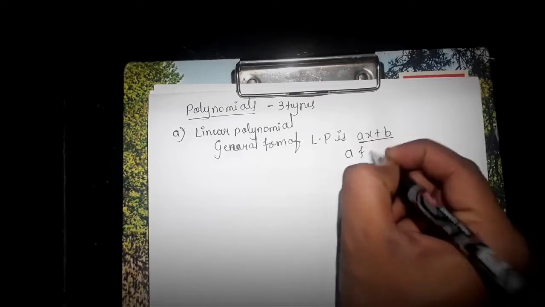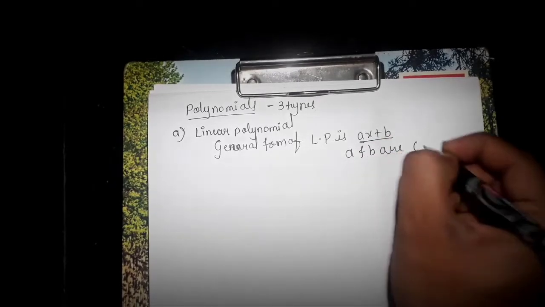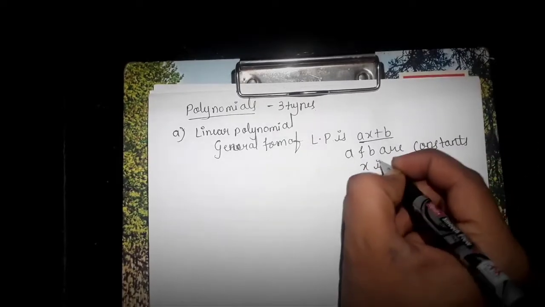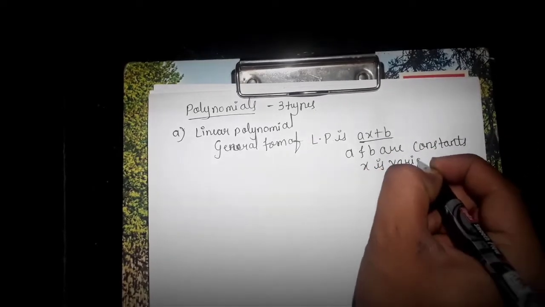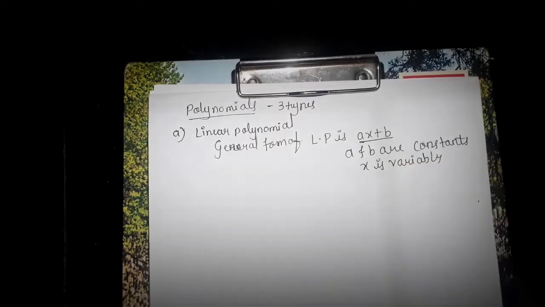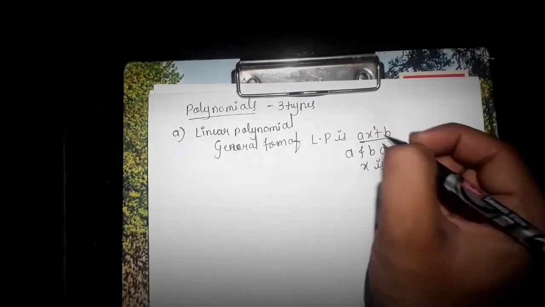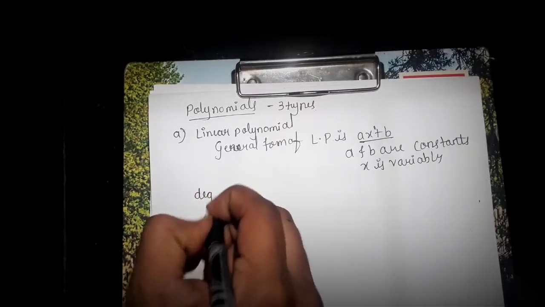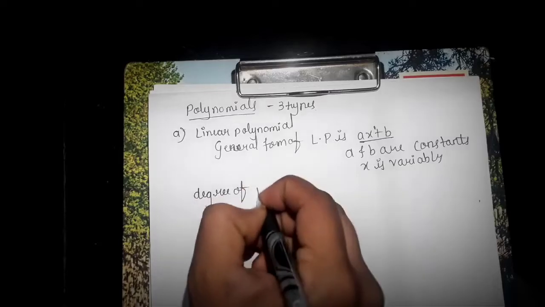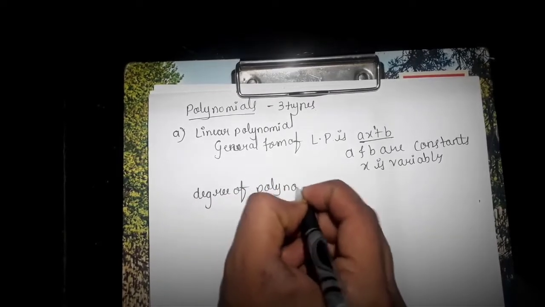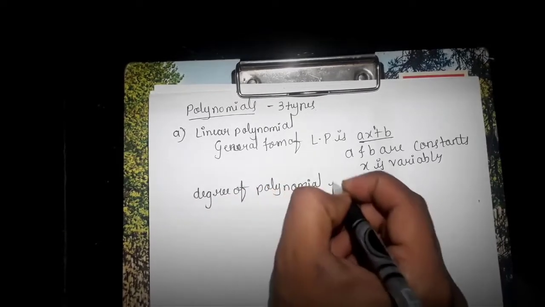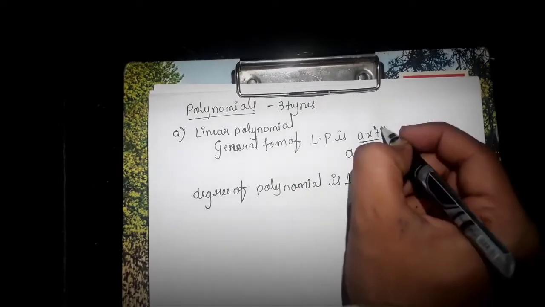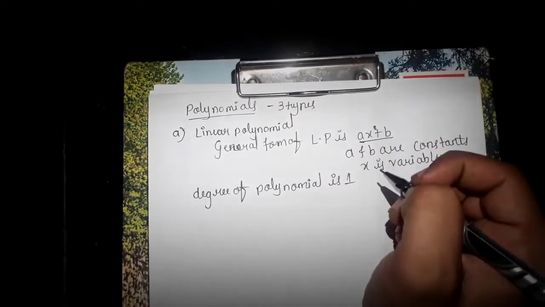Now let me discuss about this polynomial. Here a and b are constants and x is variable. Since the power of the x is 1, therefore degree of the polynomial is 1. Degree of the polynomial means the highest power of the variable in this polynomial.